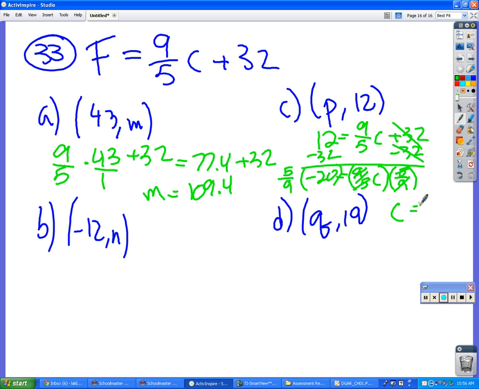And then to do this, we can do it just like Bailey said. Go negative 20 divided by 9 times 5. And what do you get from that? Negative what? Okay, negative 36.